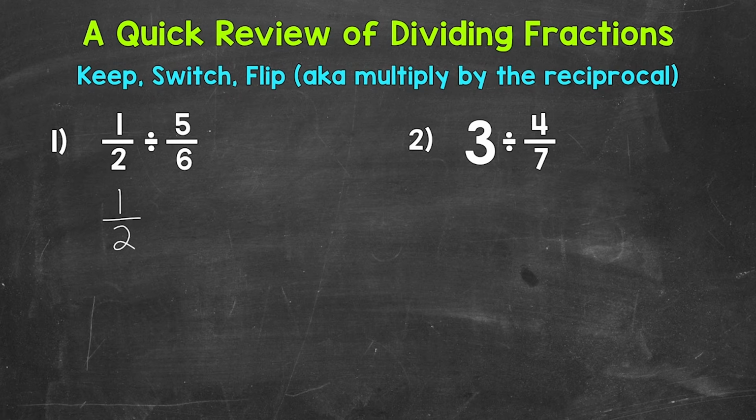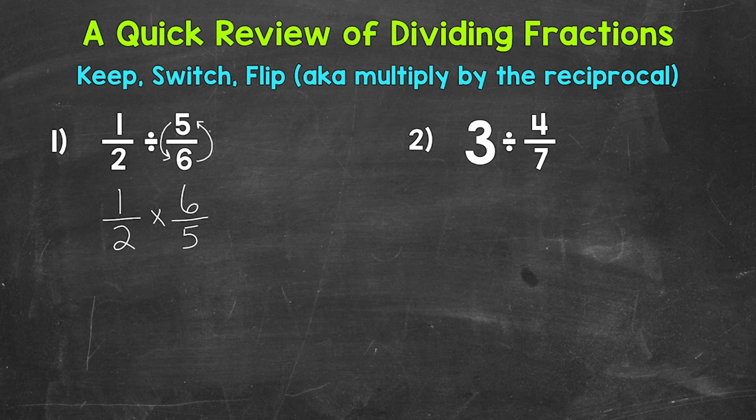We keep. Then we switch or change to the opposite of division, which is multiplication. So let's write a multiplication sign. And then for our second fraction, we flip that fraction. That's called the reciprocal. So the bottom number, the denominator, is going to be the numerator. And the numerator is going to be the denominator. So our 6 goes on top and the 5 goes on the bottom. Now we're set up and we can multiply straight across.